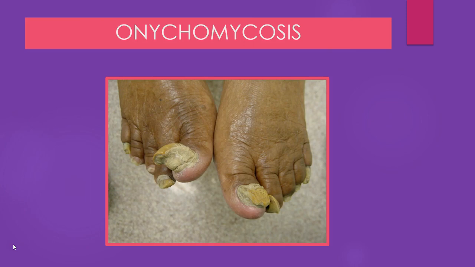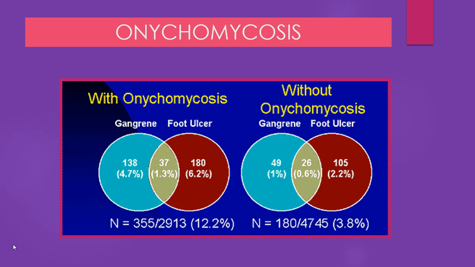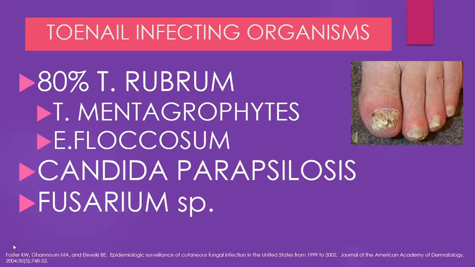Onychomycosis is a major part of the podiatry practice in primary care, particularly in patients caring for the diabetic patient. And there is no question that nails such as this are a major risk factor for pressure, secondary infections, cellulitis, and legs are lost. If we look at the presence of ulceration and foot ulceration in patients with and without onychomycosis, studies have shown a significantly higher rate of gangrene and foot ulceration in patients with onychomycosis. The majority of patients have T. rubrum as the infecting organism.